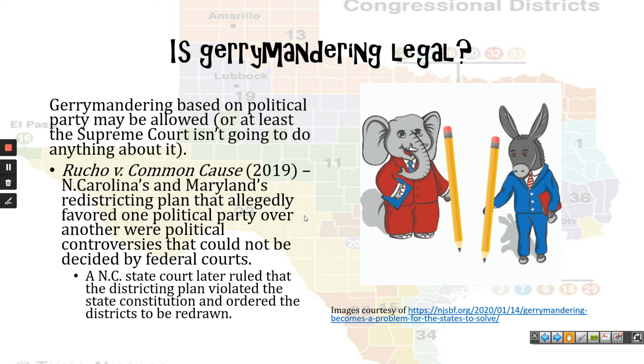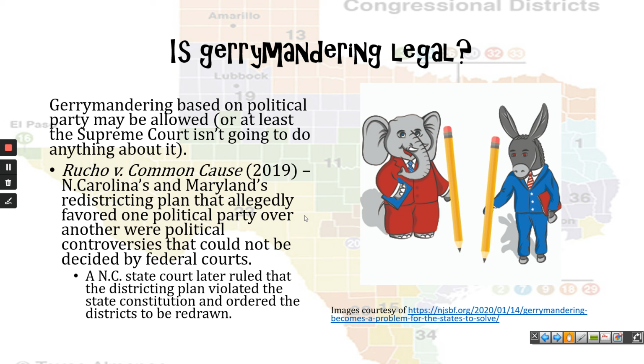In North Carolina, the districts have been drawn to favor the Republican Party. In Maryland, the districts have been drawn to favor the Democratic Party. And what the Supreme Court said is, well, you know what? We've thought about it, and we determined that gerrymandering based on political parties is really a political question that needs to be decided by the states.